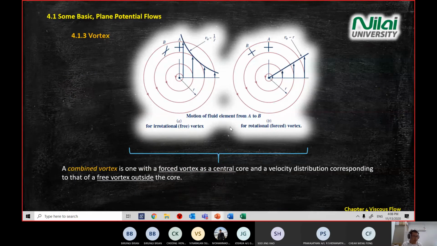So what happens if you combine these two vortices? You just take these two diagrams and combine them together. It's just an answer for the blank that you have on your tutorial sheet. A combined vortex is one with the forced vortex as a center core and a velocity distribution corresponding to that of a free vortex outside the core.